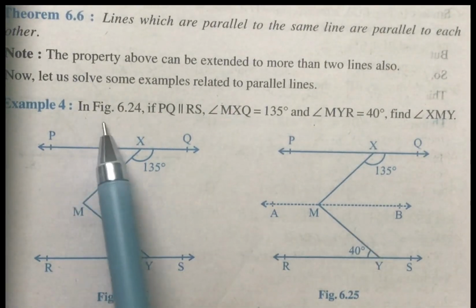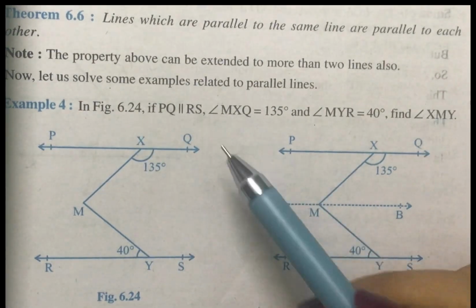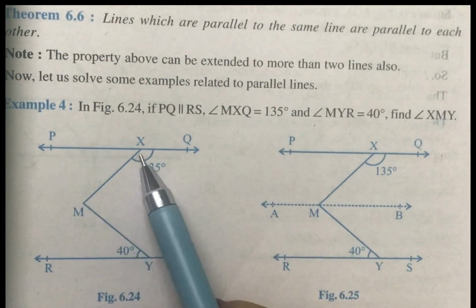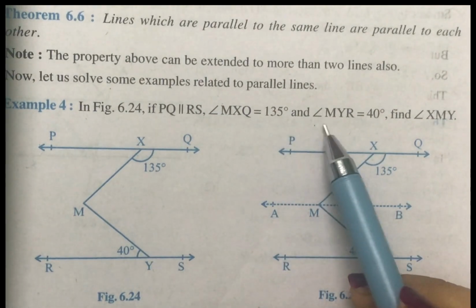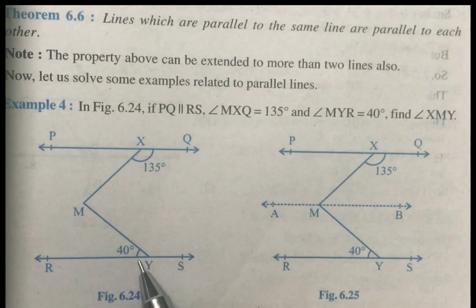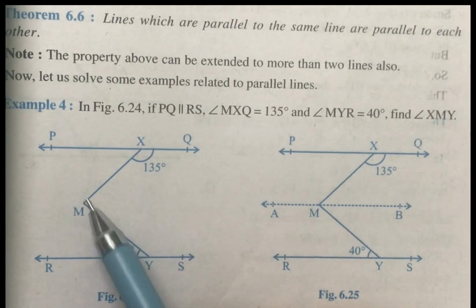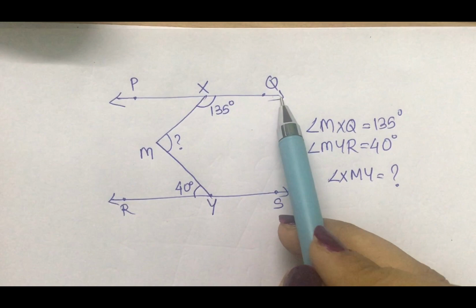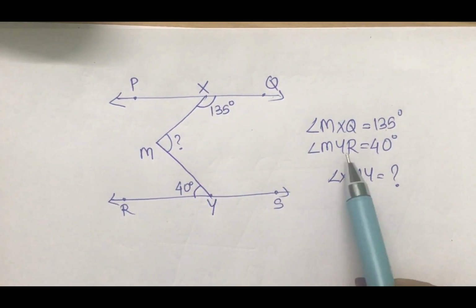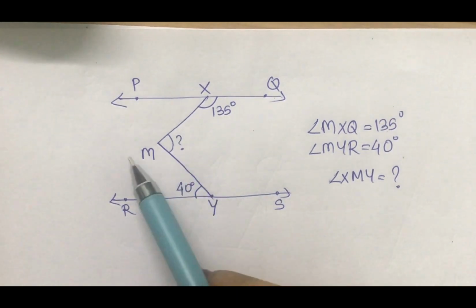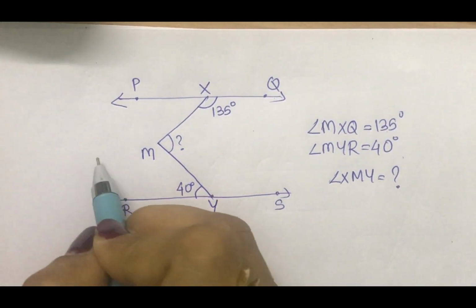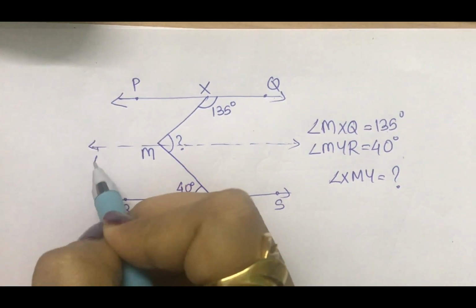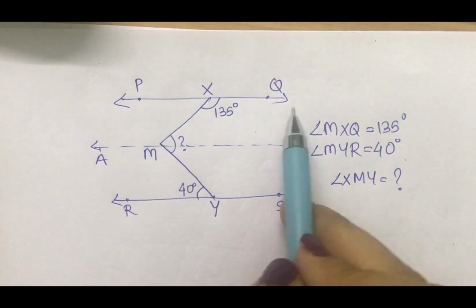Okay, so in the figure 6.24, if PQ is parallel to RS and angle MXQ is 135 degrees and angle MYR is 40 degrees, find angle XMY. So here PQ and RS are parallel lines, and angle MXQ is 135 and angle MYR is 40 degrees. We have to find XMY. Okay, so let's draw a parallel line AB which is parallel to PQ.